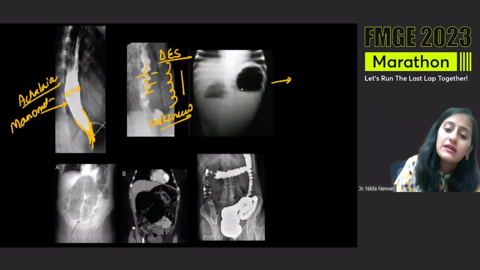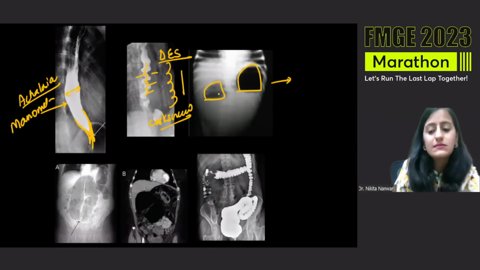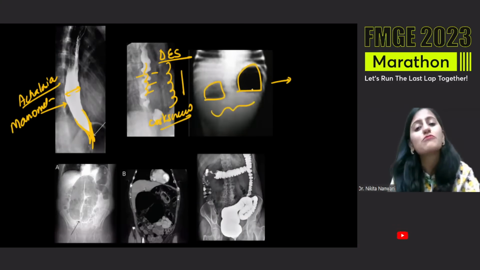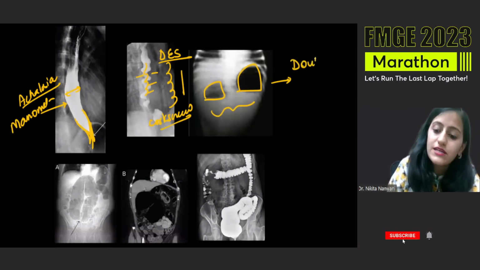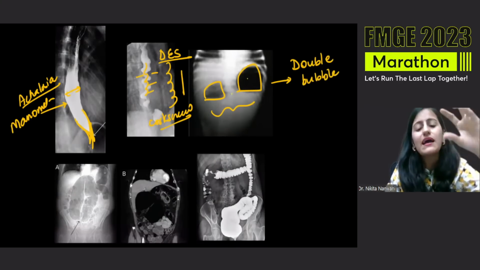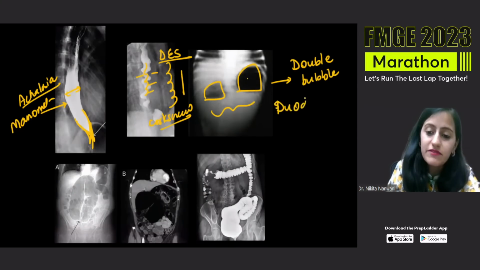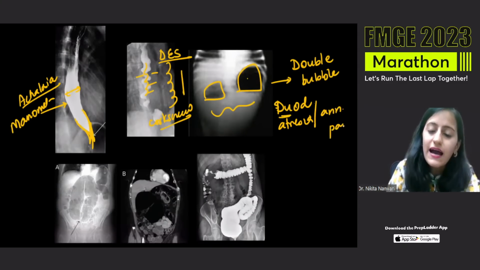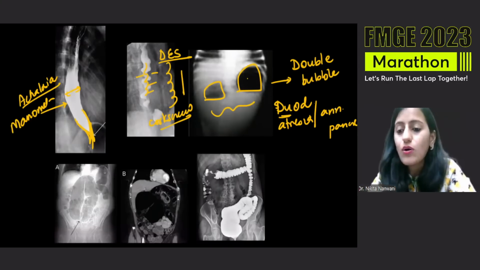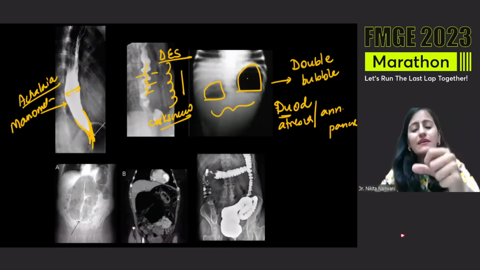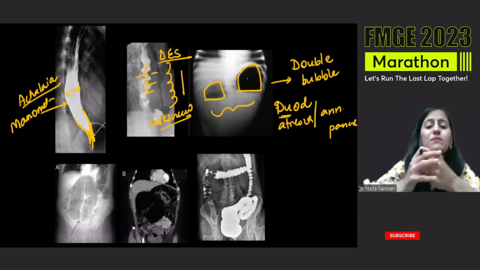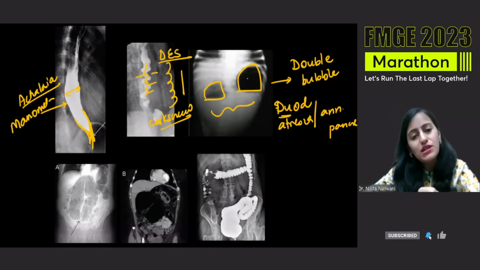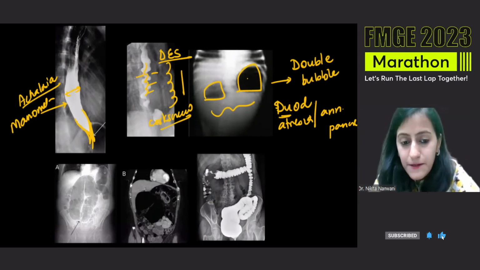Another favorite image, one bubble and two bubbles. That is what we see. Nothing else in the abdomen, no other air. So there are only two bubbles, double bubble appearance. So double bubble, the stomach and the duodenum. So this is seen with duodenal atresia. Duodenal double bubble, right? Or it can also be seen with annular pancreas, where annular pancreas compresses the duodenum. So simulating duodenal atresia. Okay.